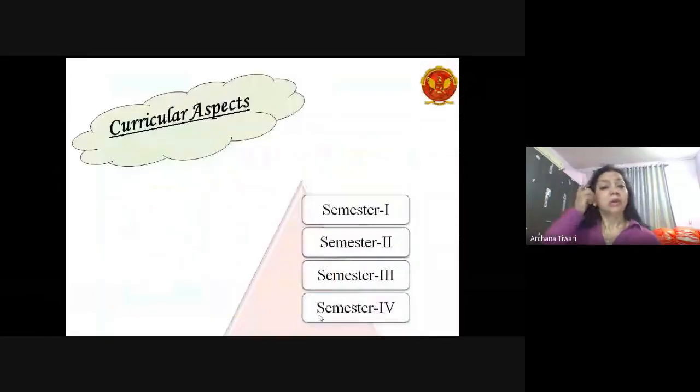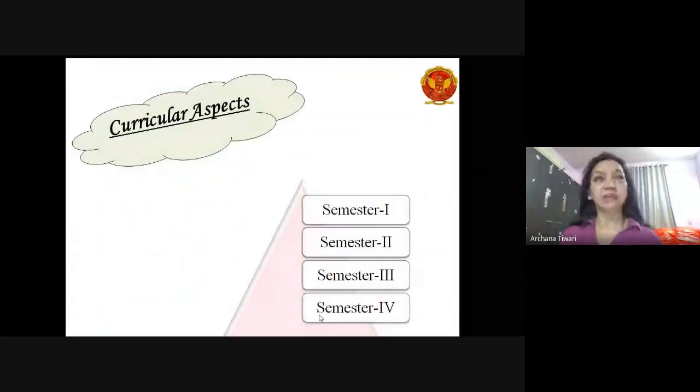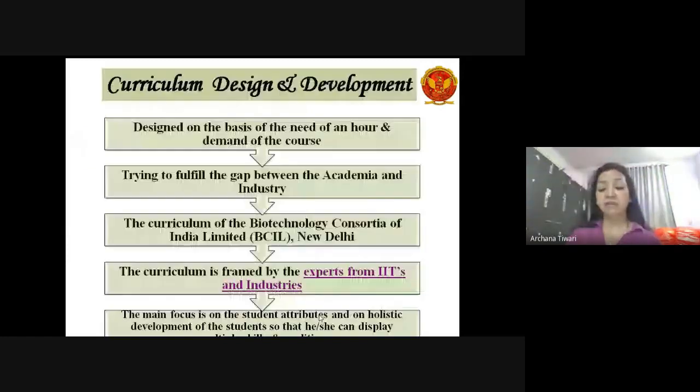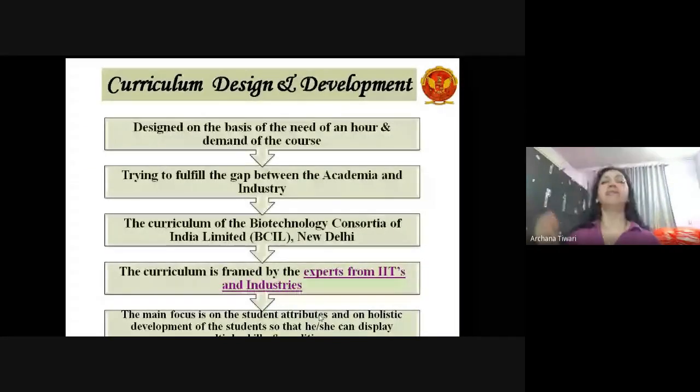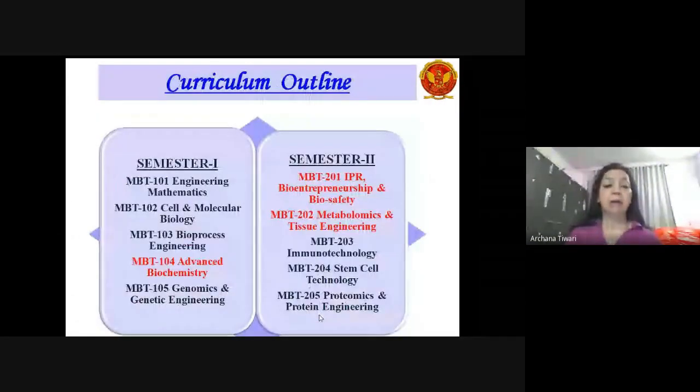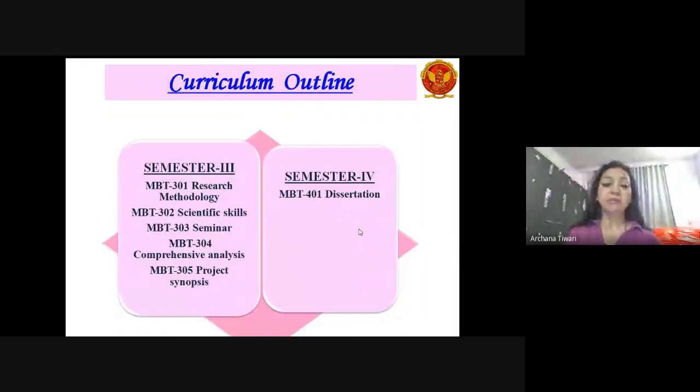Now, curricular aspects, as we know very well, this is the semester system. We have 4 semesters. First year, first and second semester; second year, third and fourth semester. In the first and second semester, in the first year, we have 5 papers along with 2 practicals. And the third and fourth semester is completely 1-year dissertation work.